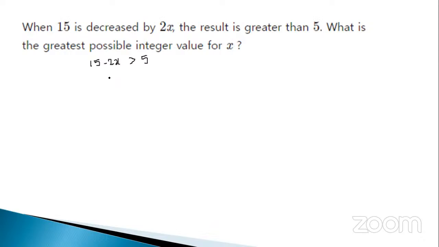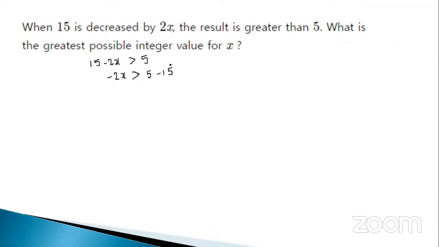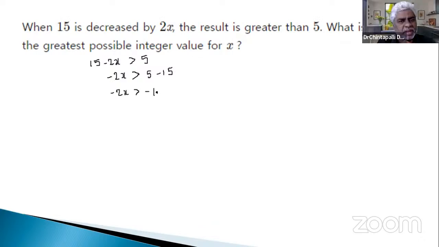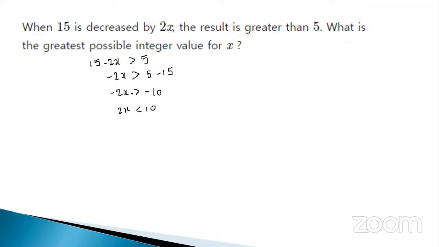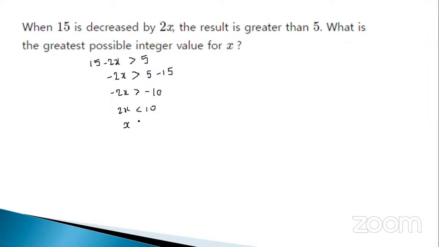So what is the possible integer value of x? Negative 2x is greater than 5 minus 15, which is negative 10. Whenever we multiply or divide by a negative sign on both sides, greater than will become less than. Next, x is less than 5.